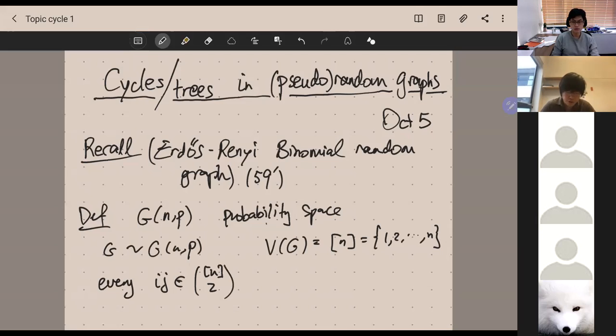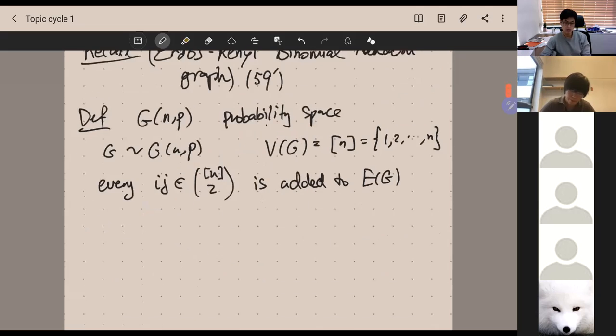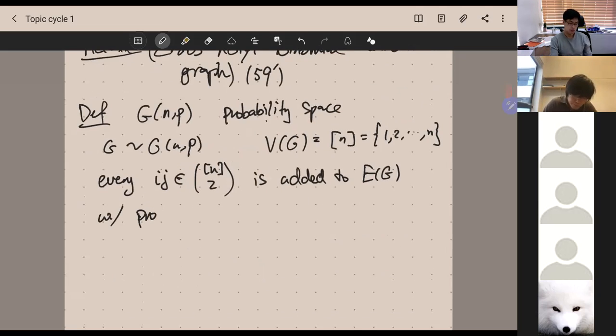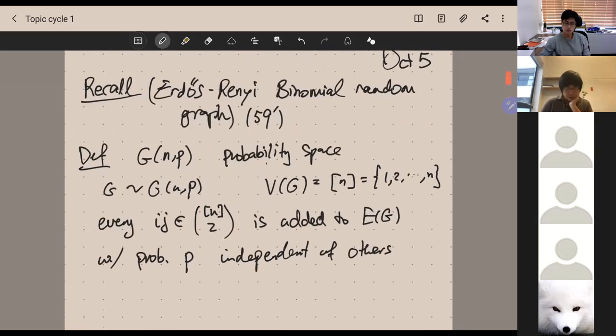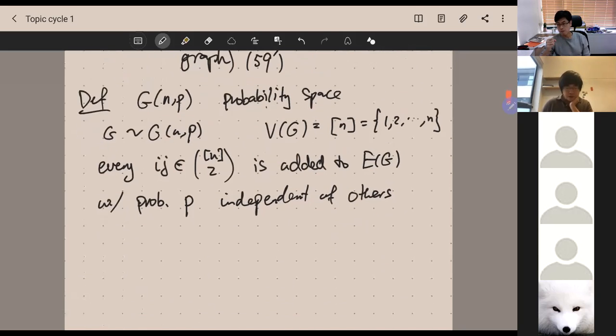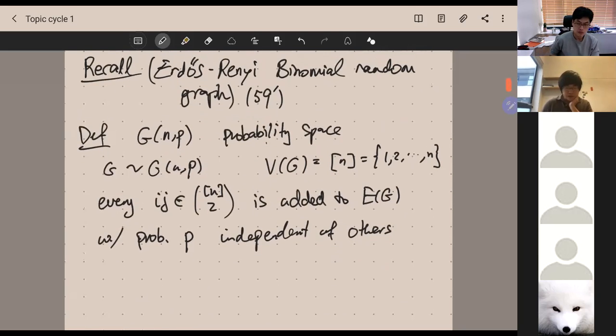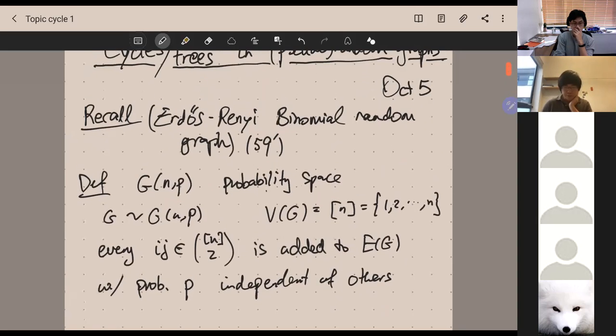I'll use this notation to mean the pairs in bracket n. Independent of others, okay? So it's very important that we have this independence here. Since introducing in the 50s, there's been lots of studies about various aspects of random graphs.